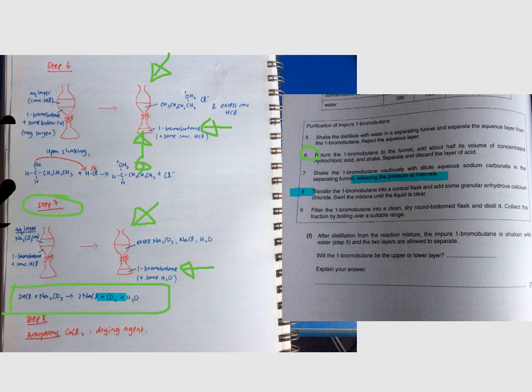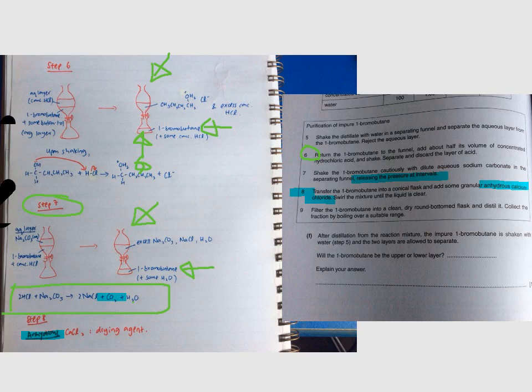Then for step 8, the only thing that I want to highlight is that they use anhydrous calcium chloride. So wherever a question tells you anhydrous is used, whether or not it's an organic question, always take note. Anhydrous means it's dry, so most likely it's used as a drying agent, and a drying agent is used to remove water.